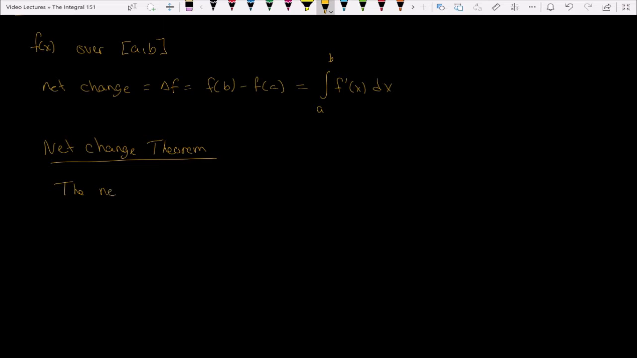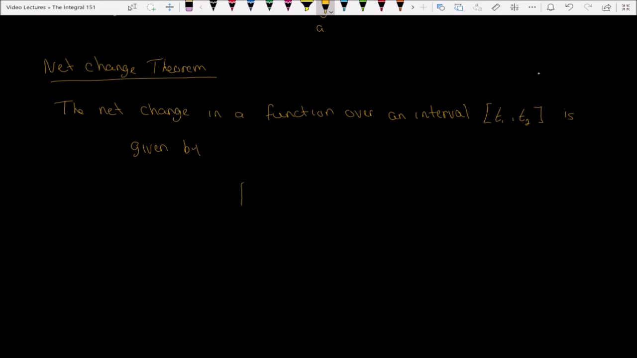And it says the net change in a function over an interval, a to b, or I'm sorry, I want to use t1 to t2, is given by the integral from t1 to t2 of s prime of t dt, and of course that is delta s.